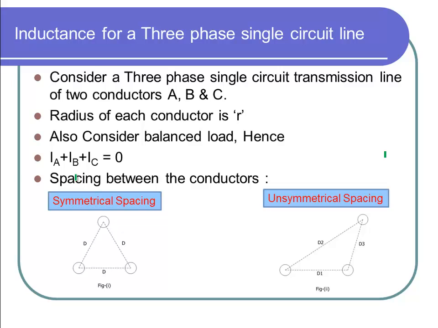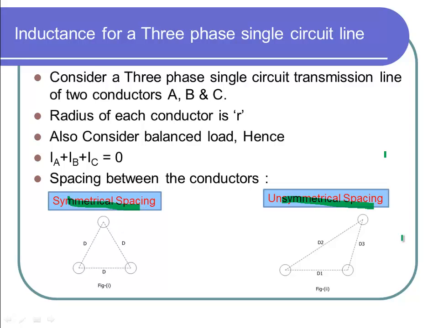So now we have to come to spacing among the conductors. While we are thinking about the spacing among the conductors, we may keep the conductors in the transmission line in the form of two categories. One is where the spacing among the conductors is equal, and in another case the spacings among the conductors are all different. Depending upon these two categories, we can call it unsymmetrical spacing as well as symmetrical spacing.